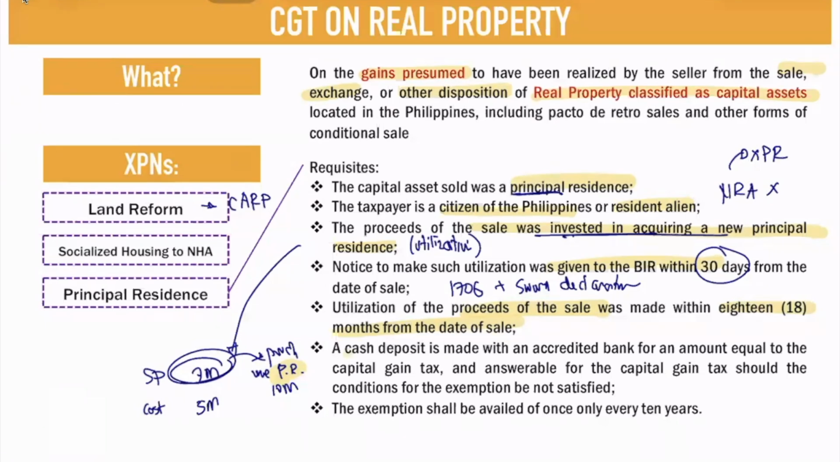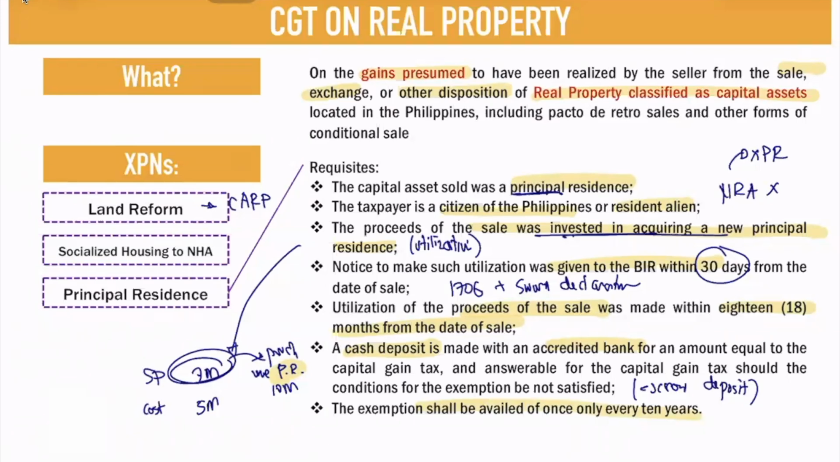Next, there is a cash deposit made in an accredited bank. We call this one your escrow. Okay? So escrow deposit. You will deposit in escrow the amount of your tax due. And you can only avail once for every 10 years.